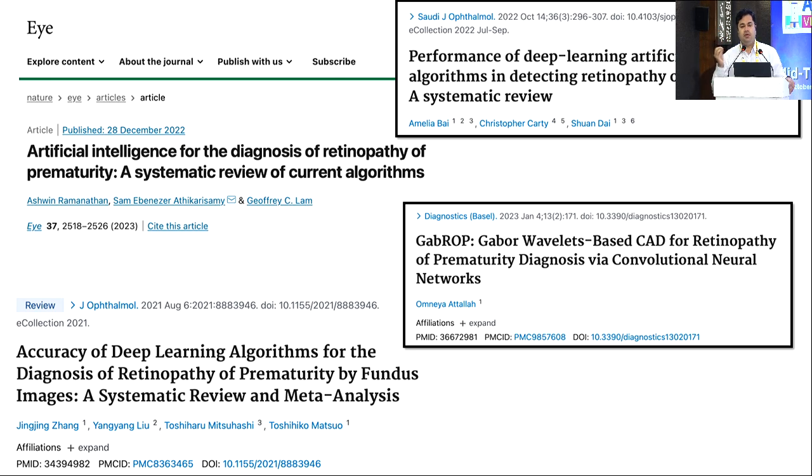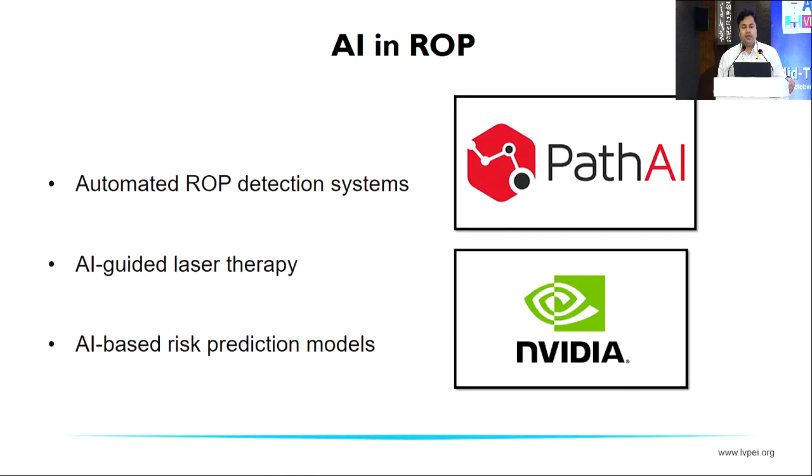These are just a few biomarkers which are available for them. So automated ROP detection systems are there. AI guided laser therapy was also started at one point in time. What if we do a selective laser and decide which areas need to be lasered? And risk prediction models, as I explained, pre-delivery and after delivery as well, to tell which child may go on to develop ROP.